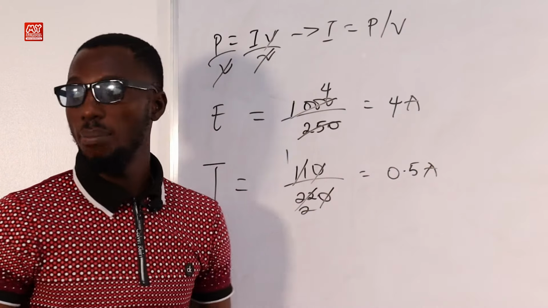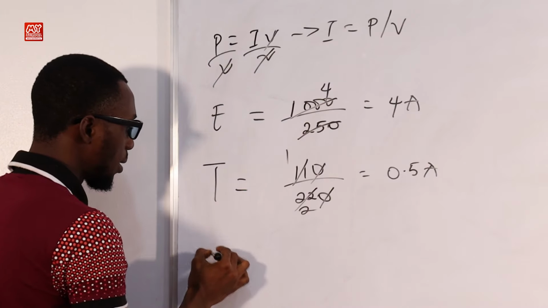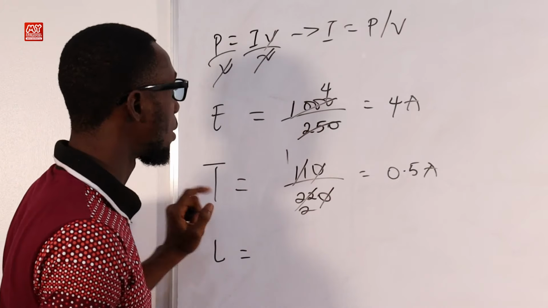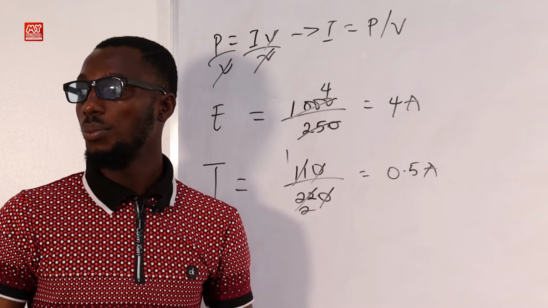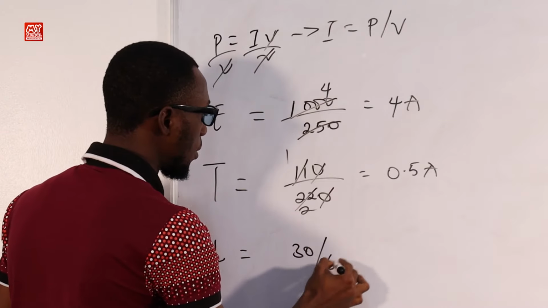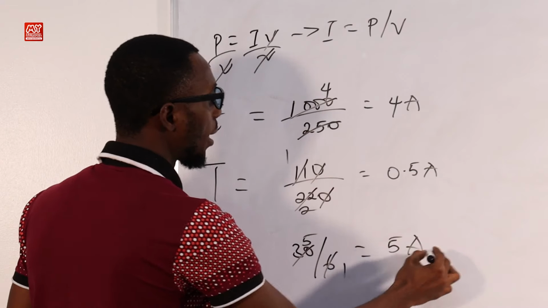We have another appliance as well, the torch. I can put this as L, so as not to confuse it with the television sets. We have 30 watts over 6 volts, so here we have 5 amperes.